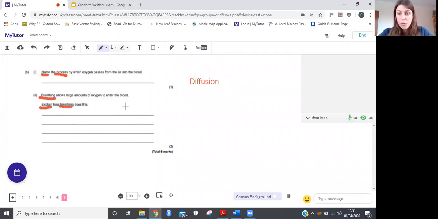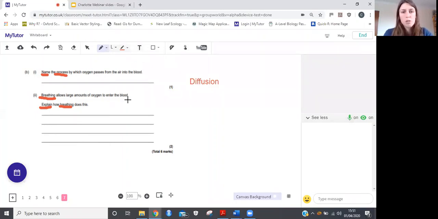Okay, the automatic reaction here, for me as well as you, is to think, I'm pretty sure I've already written that in part A. We know how breathing helps, it aids diffusion in the lungs. But this question is asking for something a little bit different. So here, when we talk about breathing, we're talking about the act of breathing itself and what we were talking about earlier with ventilation. So here we need to think about how the act of breathing itself allows large amounts of oxygen to enter the blood.